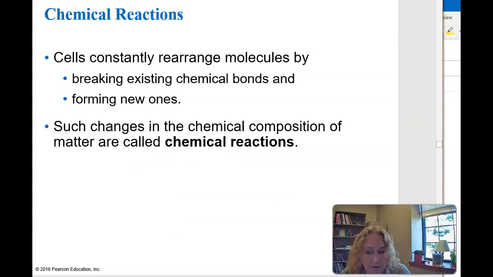Chemical reactions. So a little, again, review. Cells are constantly rearranging. They're breaking chemical bonds, trying to be full in their outer shell. Everybody wants to be a noble gas. They want their outer shell to be full. That's what we're all trying to do. These chemical reactions are happening. They're breaking chemical bonds, forming new ones, all in an effort to keep their outer shell full and stable. These changes in chemical composition are called chemical reactions.